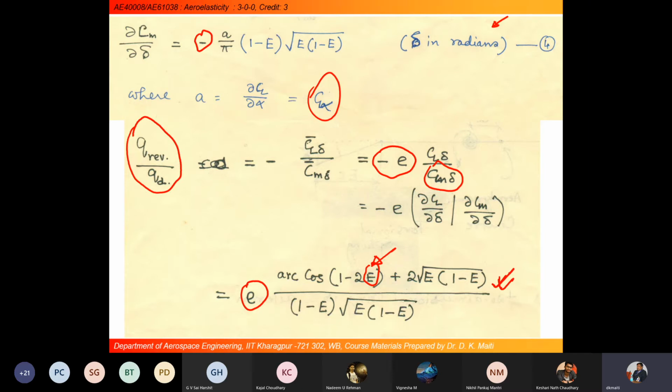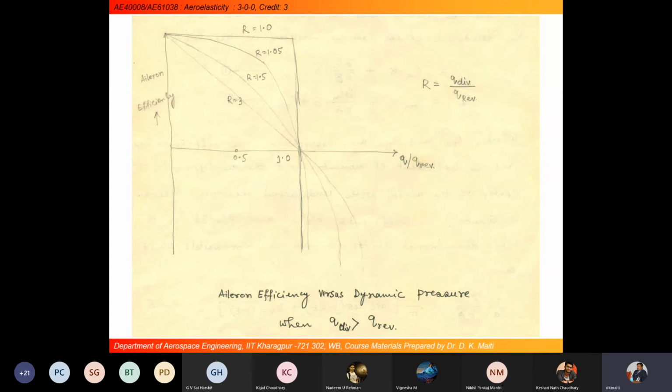If you look at it, depending on the requirement, if R is equal to 1, then we will get a curve like this, R equal to 1.05, R equal to 3, like that. Whatever relation we got, if we plot it, we will get this type of aileron efficiency plot with respect to the parameter we have considered.